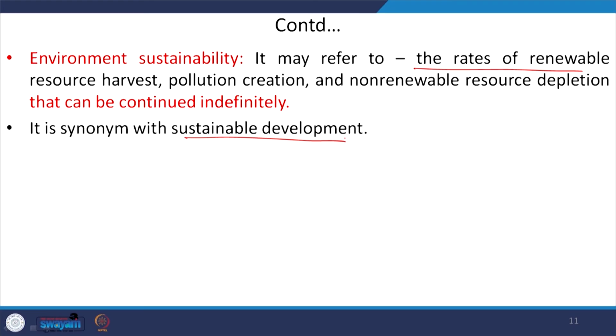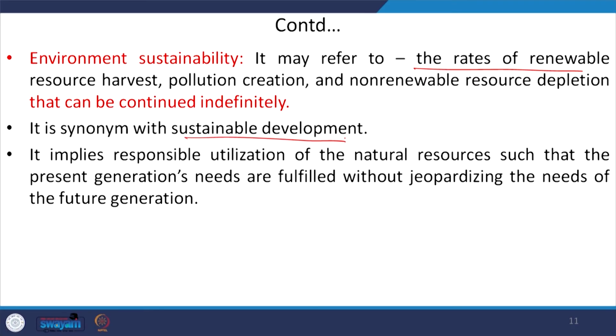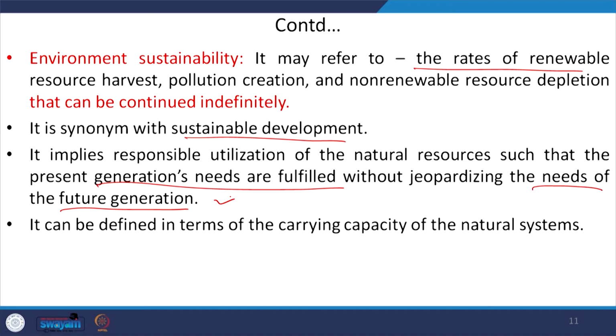That we have already talked about by taking the definition of the Brundtland Commission, Our Common Future, in 1987. So, this sustainability implies the utilization of natural resources in such a way that the present generation's needs are fulfilled without sacrificing the needs of the future generations. So, if both generations' needs are fulfilled without any kind of sacrifice, without any kind of trade-off, then this growth, this development, is known as sustainable development.